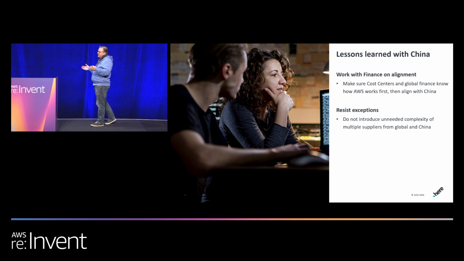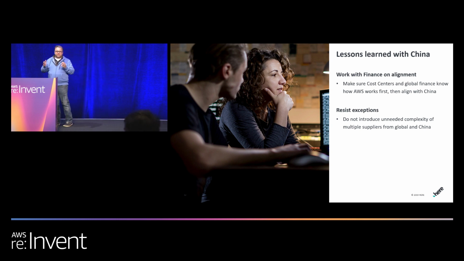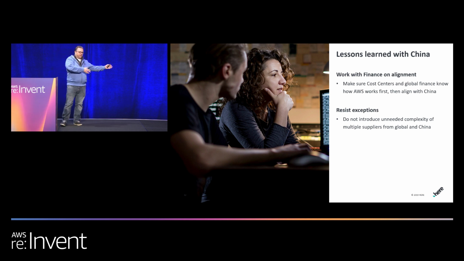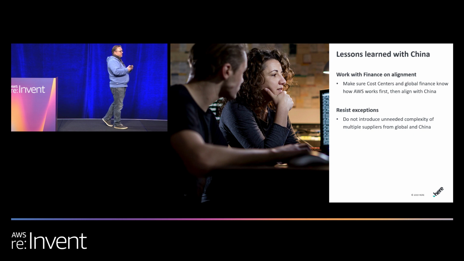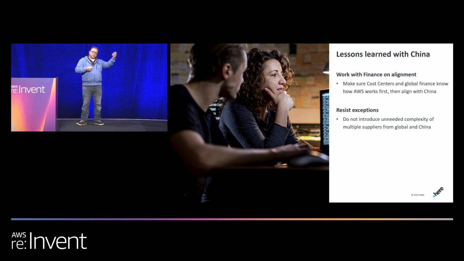Resist exceptions. Even though it's a different place, don't let teams push the button on it's different, so therefore I should be different. I'd like to use a third party. I'd like to use a different partner than I do globally. Try your best to keep the partnerships aligned. And what we found is when we do find a gap, going to AWS China and saying, I need your help. This is what we do globally. This is the partner we have globally. This is what we're doing in China. This is what we'd like to do in China.